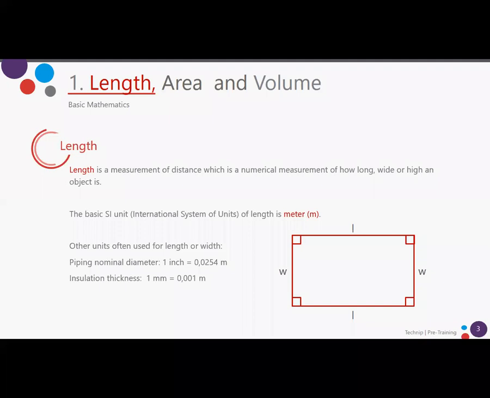For example, the piping nominal diameter is 1 inch, and 1 inch is equal to 0.0254 meters. When talking about insulation thickness, we will also see that it's often expressed in millimeters, and 1 millimeter is 0.001 meters.